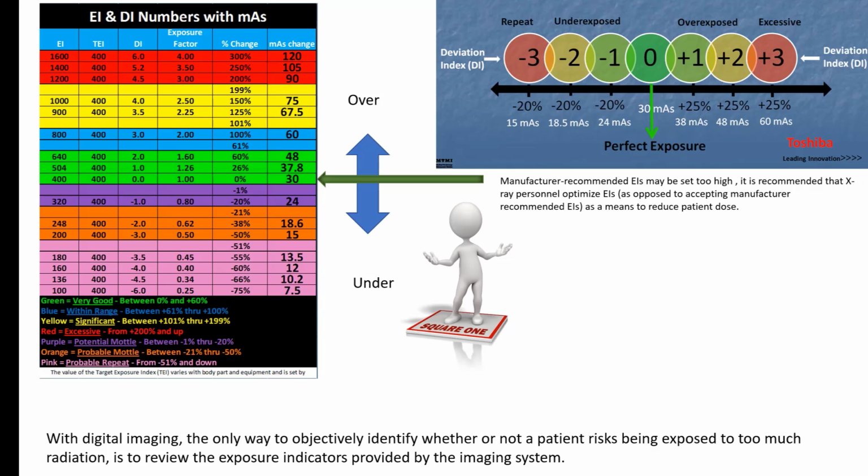Take a moment and look at this slide and you can see the differences in the EI and DI numbers with mass, and you can also see the different types of deviations that you can end up with percentage-wise, like in the Toshiba calculations. Again, manufacturers often recommend exposure indexes that are set too high so that their equipment looks good. You know, a lot of dose in there. It is recommended that you actually go in and optimize all of these when you get your equipment to begin with, and then continue to optimize them by utilizing the software within the equipment over the period of time that you're utilizing it.